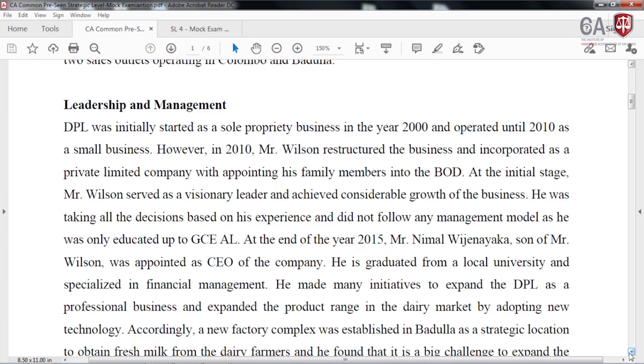At the end of the year 2015, Mr. Nimal Vijayanayaka, son of Mr. Wilson, was appointed as the CEO of the company. His son joined the company in 2015. His name is Nimal Vijayanayaka. He is a graduate from a local university and specialized in financial management.